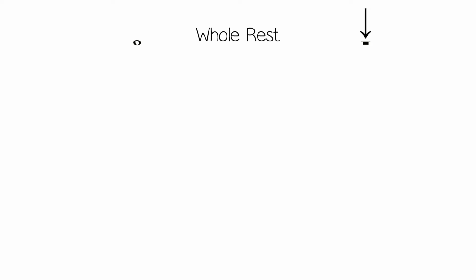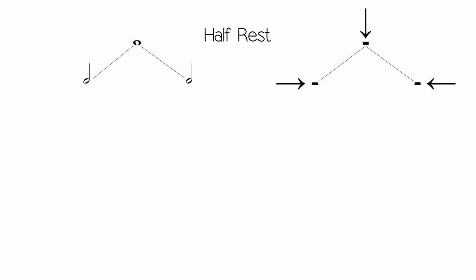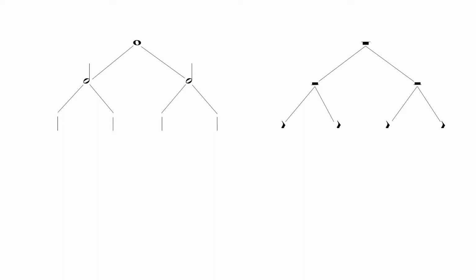So, here is a whole rest. So now there are two half rests in one whole rest. There are two quarter rests in one half rest. And four quarter rests make up one whole rest.